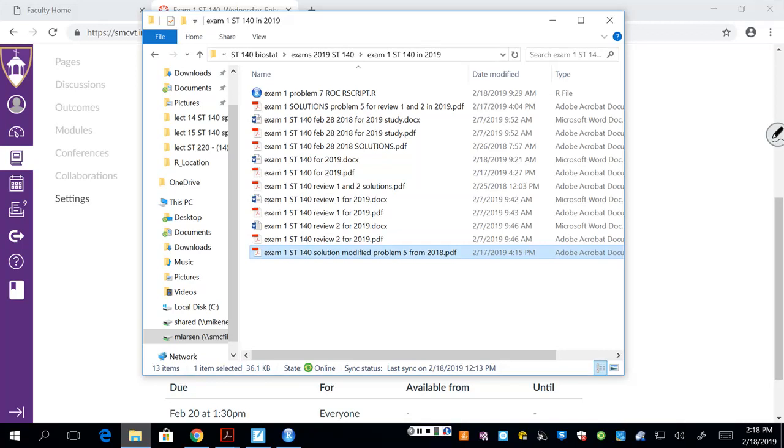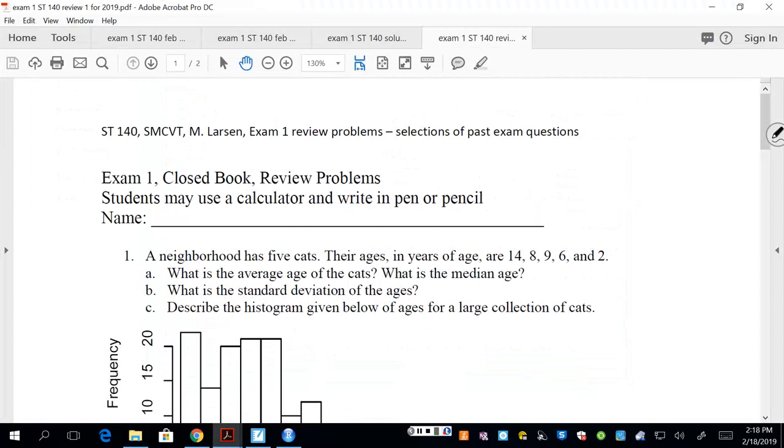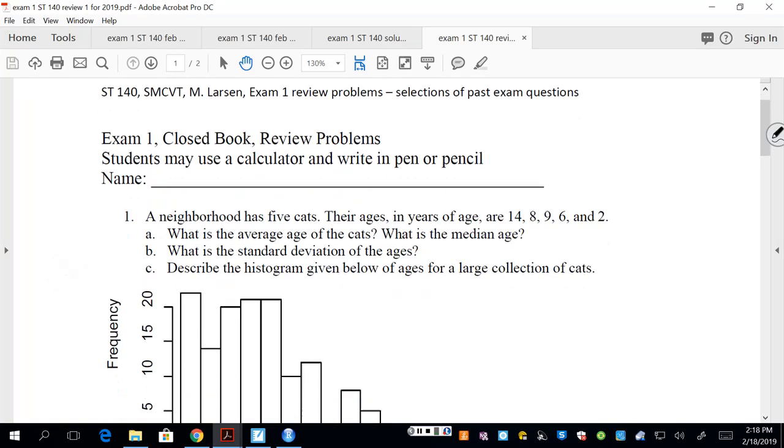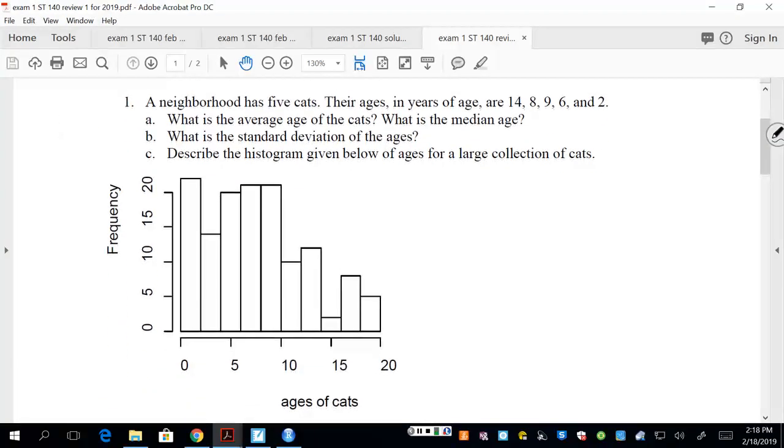So this review one. We won't go through and answer everything, but we can at least read the questions and think about how we would know what to do. If it starts out with a graph like that, it's probably going to be describing a graph. It gives you a few values in ages and years, mean, median, standard deviation, so it's a descriptive problem.